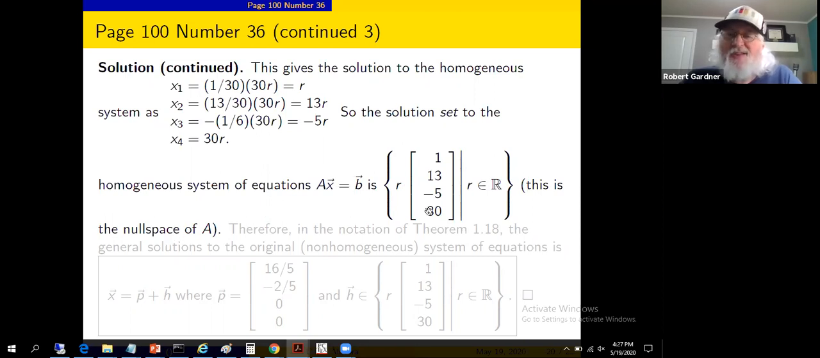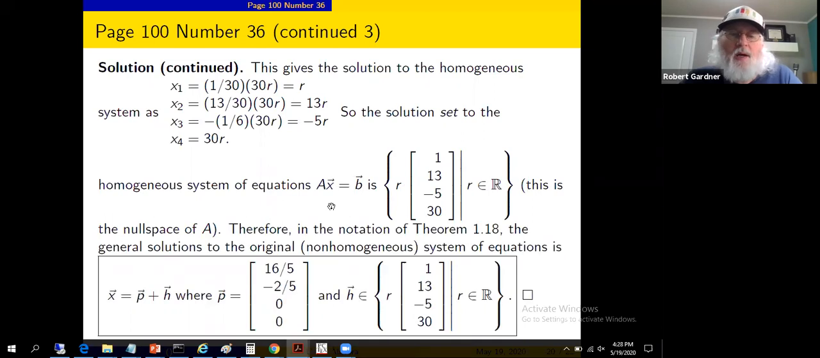Parenthetic comment, by the way, this is the null space of matrix A. We found the general solution to the homogeneous system. So we've got a particular vector, and we've got all solutions to the homogeneous system of equations. So we can say the general solution to the original non-homogeneous system of equations is all vectors x of the form p plus h, where we take this as the p vector, and we take h to be from this set of vectors. So that's what they were getting at in Theorem 1.18.